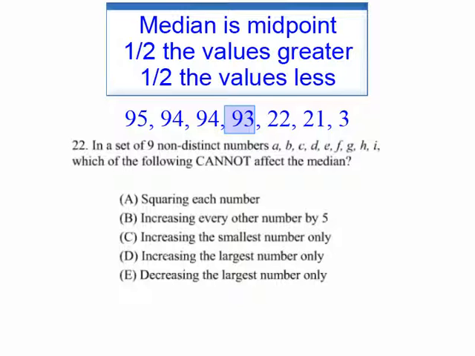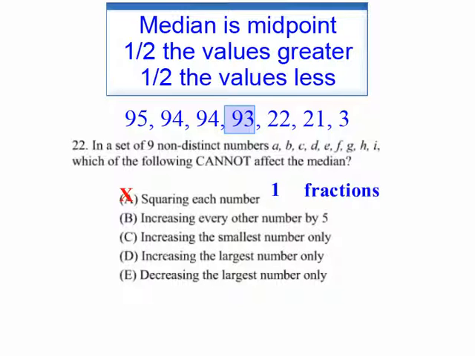Now, which of the following cannot affect the median? That tells us we want to look at the answer choices and see what would affect the median. Actually, if you look at A, that's one of the hardest ones to reason, because squaring each number logically tells us shouldn't affect the median's place. However, if we have a number that is 1, and hence it doesn't move when it gets squared, or we're dealing with fractions, then we have a situation where we could change the order of the numbers when we square them. So that could have an impact on the median.